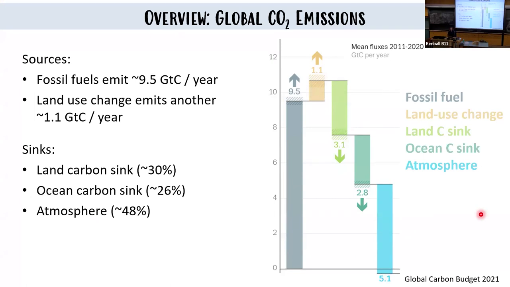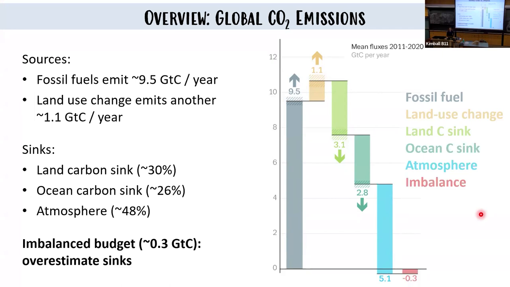If you're looking at that and seeing, oh, this is zero, and now this bar is going below zero, that's a budgetary imbalance. And we're going to talk a little bit about that imbalance today. That imbalance is about 0.3 gigatons of carbon. And it means that one of these sinks, or all of these sinks, are a little off. And so we have an accounting problem.